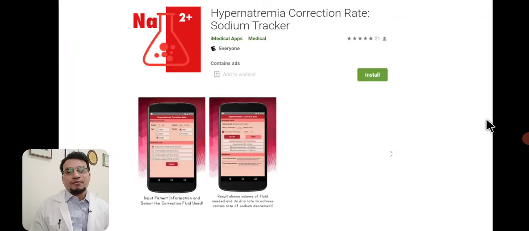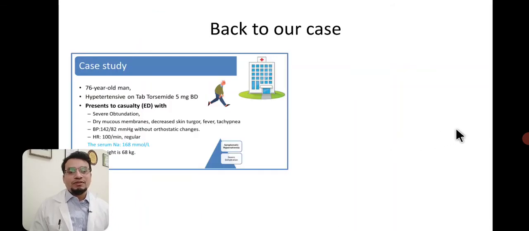Okay. So this is a very good Android app which I could come across on Google Play, which can be used to estimate the fluid losses and to estimate the correction of hypernatremia, the correction rate. Now back to our case.